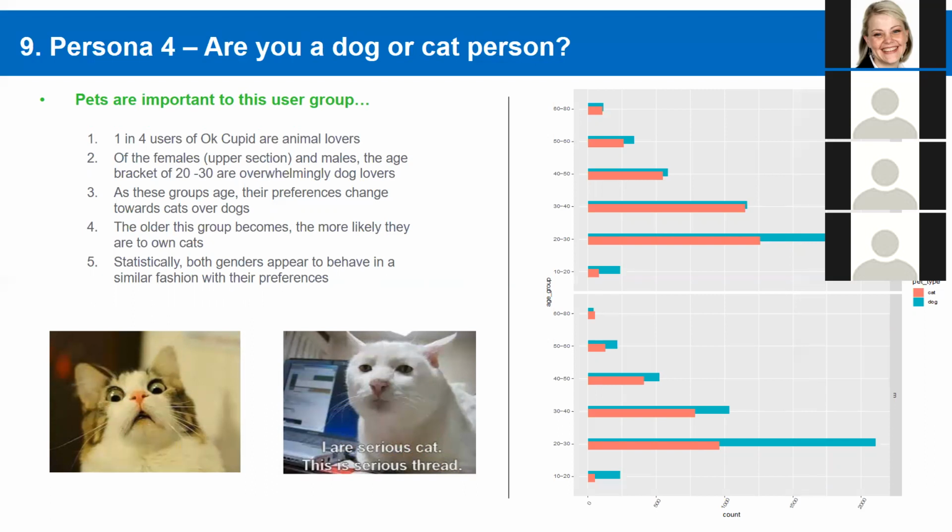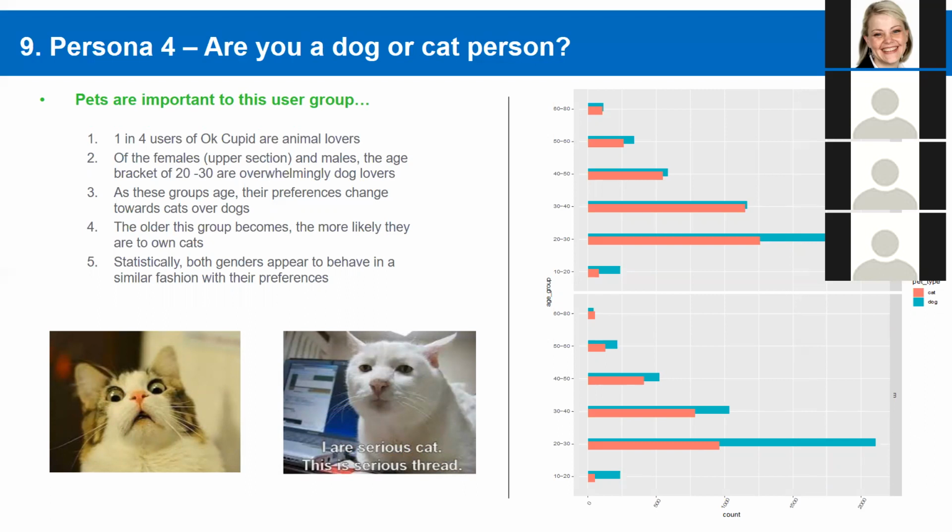The fourth persona that we're really looking at was, are you a dog or a cat person? And it was very interesting when we look at the data to see how they responded. And we saw a direct correlation between males and females in the 20 to 30-year-old age bracket who are dog owners and cat owners and are strong proponents of that. Even though we saw 1 in 4 users as animal lovers, it was still a very strong population that we felt that it was necessary to communicate and talk about.